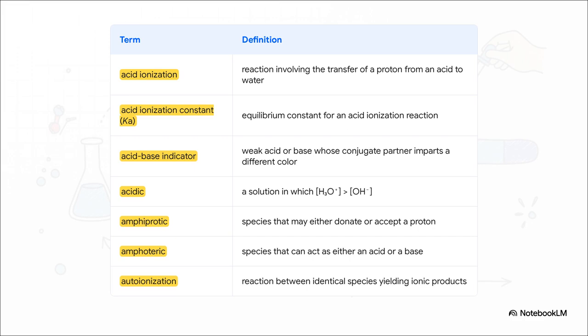Okay, here's our first set of terms. These are really the fundamentals. What it means for an acid to ionize, how we define an acidic solution, and that super interesting concept of things like water being able to play both sides as an acid and a base.